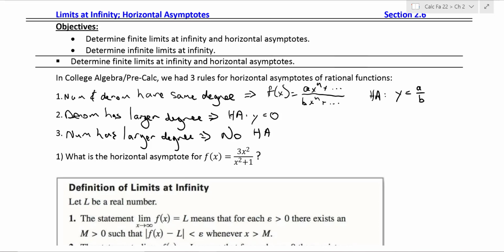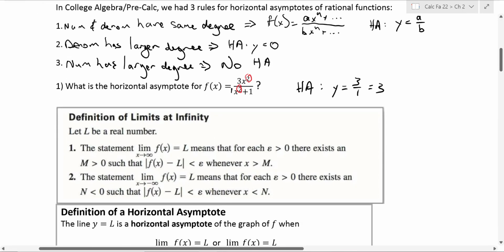So if we're looking at the first problem here, both are degree 2, right? Both have x squared. So our horizontal asymptote is just y equals 3 over 1, or 3, right? The quotient of those leading coefficients, because we'd have a 1 in front of the x squared.